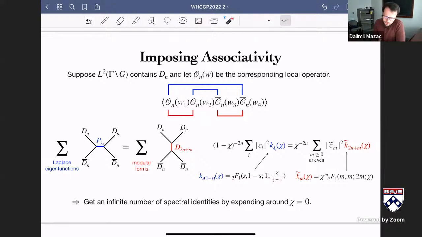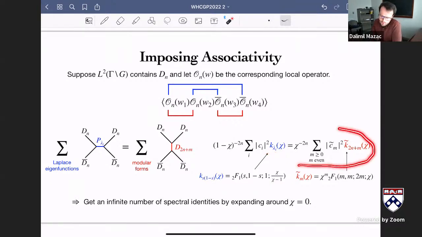In practice, you can absorb all of the dependence on Wi's into a single cross ratio. So you get an equation parameterized by a cross ratio chi, which looks like this. On one hand, you're summing over the Laplace eigenvalues of a conformal block. That's usually a 2F1 function, depending on the cross ratio and depending on the Laplace eigenvalues.